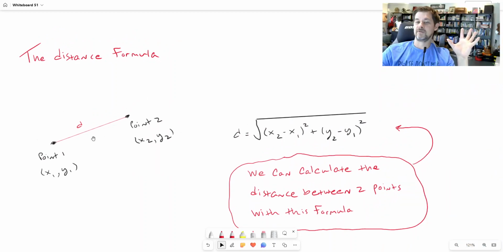So if you have 2 points, let's say, on a graph, point 1 has x and y coordinates x1 and y1. Point 2 has x and y coordinates x2 and y2. And this is the straight line distance between them, d. Then here's how you calculate that distance. It's the square root of, and what this means is you take this x coordinate minus that one, and then you square, plus, and what this means is you take this y coordinate minus that one, and you square it. Okay, so that's how we calculate the distance between 2 points on a graph.